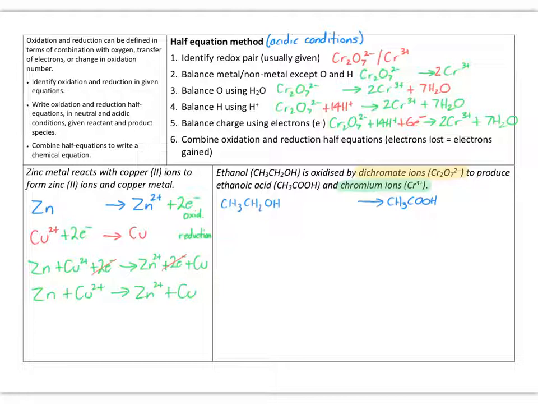So we have 1, 2 carbon here, 1, 2 carbon there. So they're all good. Then we're going to balance our oxygen using water. We've got 1 oxygen here, 2 oxygen here. So we need to just add 1 water there. So that's balanced out the oxygen.